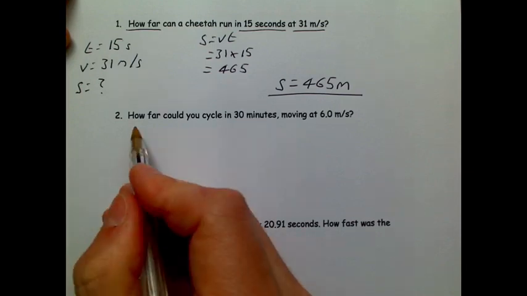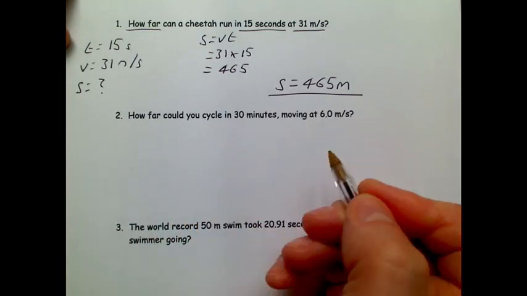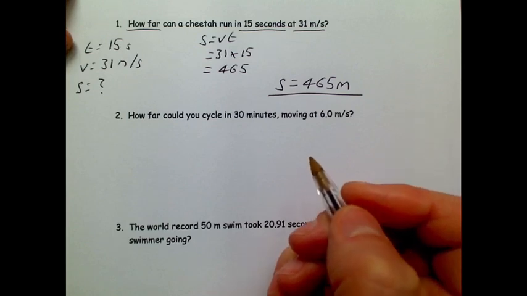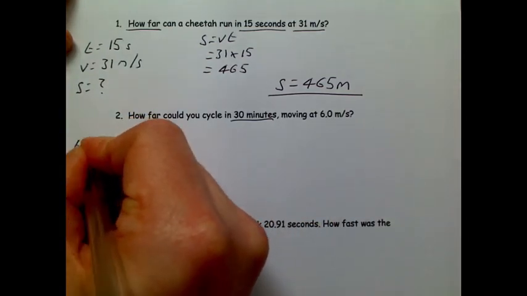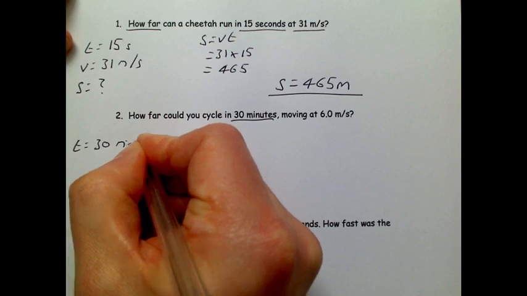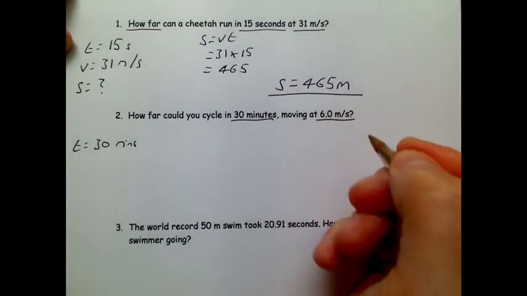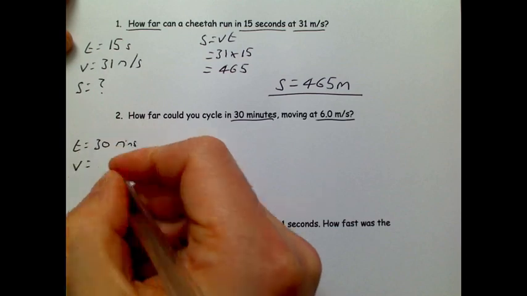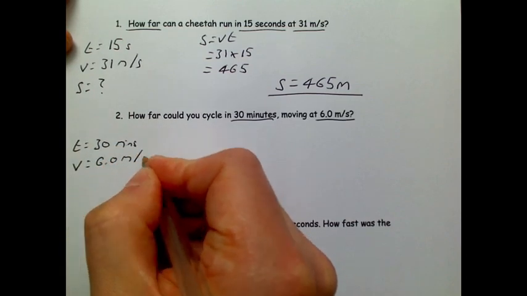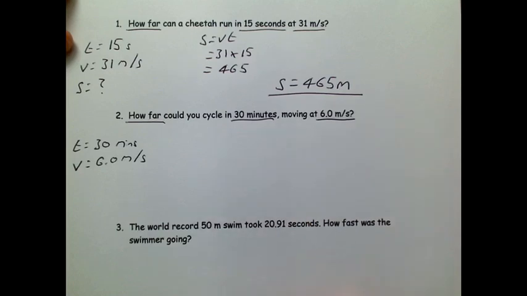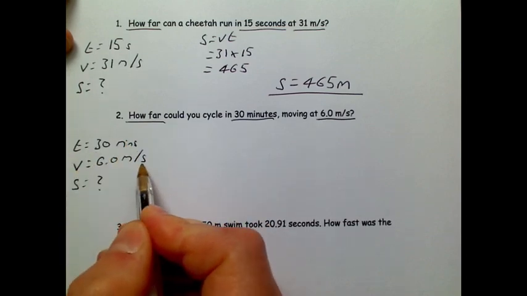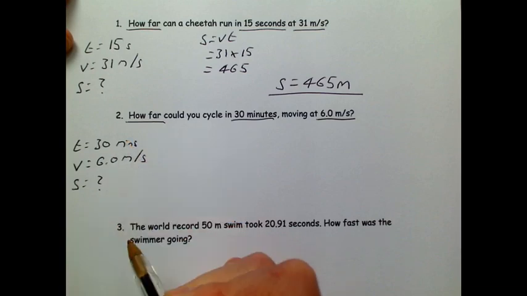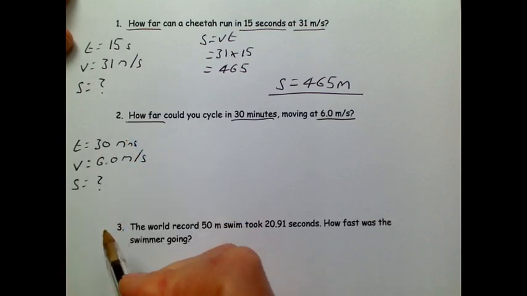Question number 2. How far could you cycle in 30 minutes moving at 6.0 meters per second? So again, pick out the key information. 30 minutes, well, minutes is a unit of time, so T equals 30 minutes. The speed is 6.0 meters per second. And again, the question's asking me how far, so S is again what I'm trying to work out. I've got a problem because my time is measured in minutes, but my speed is measured in meters per second, so my units don't match up. So I need to convert my minutes into seconds.